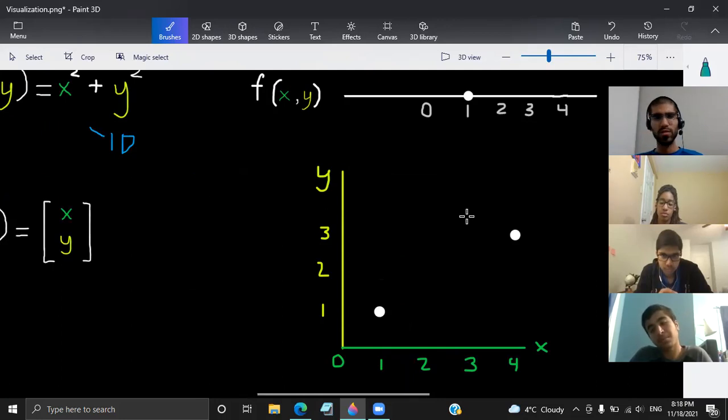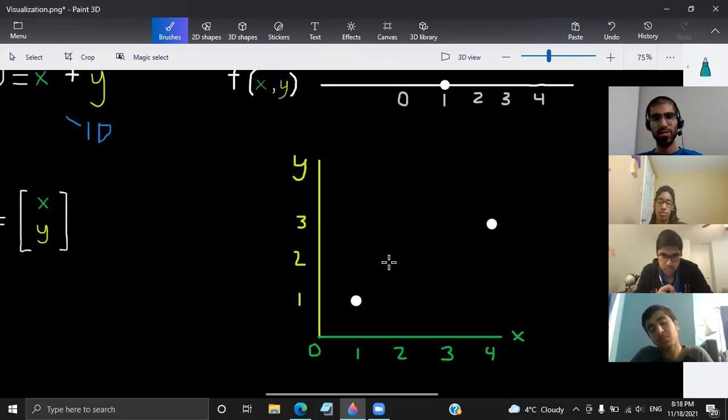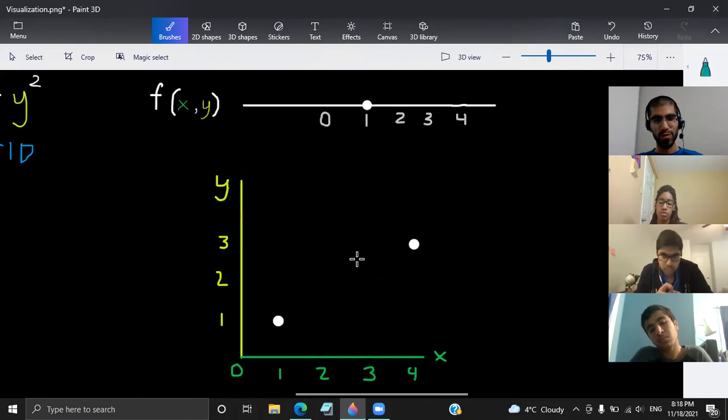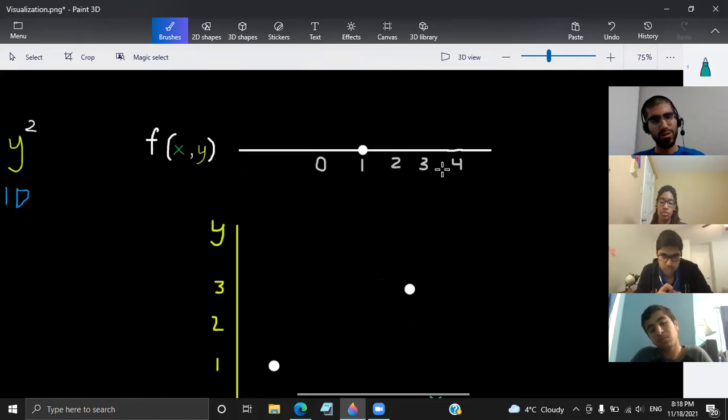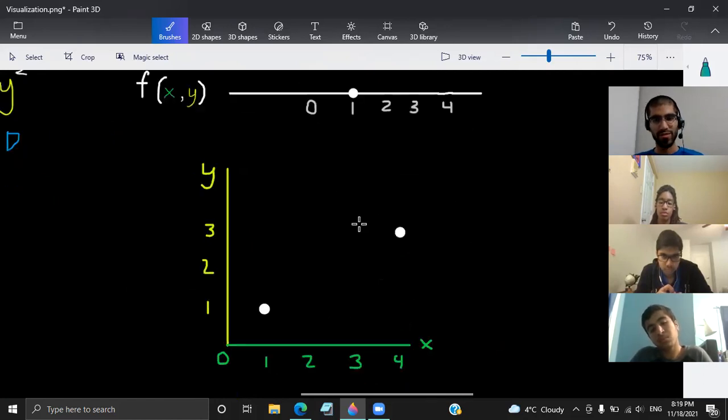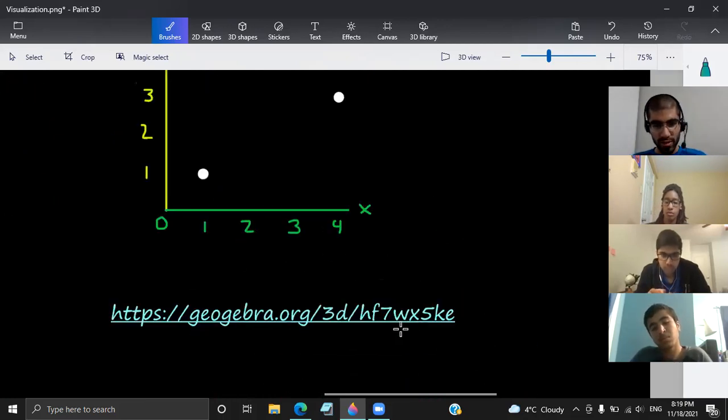However, I like Avnish's combination better because I can move this around here, but I don't really know what's going on over here. It seems a little bit disconnected. So let's do exactly that.